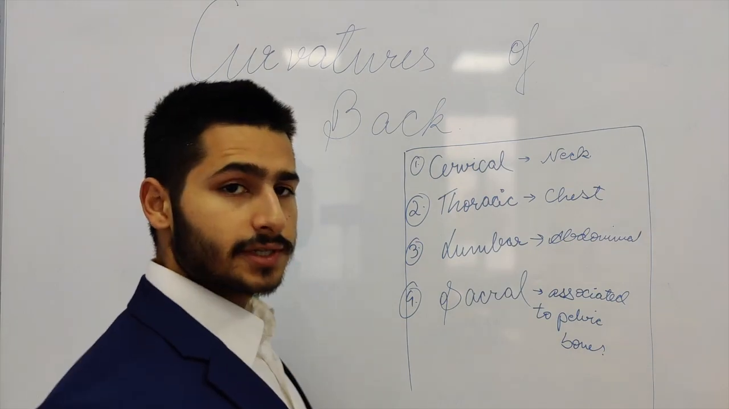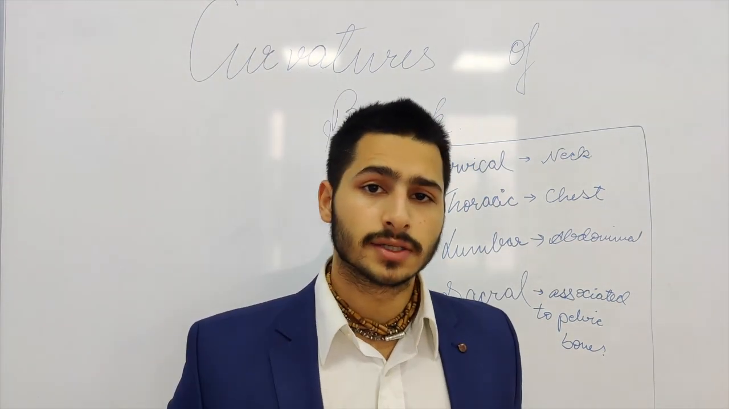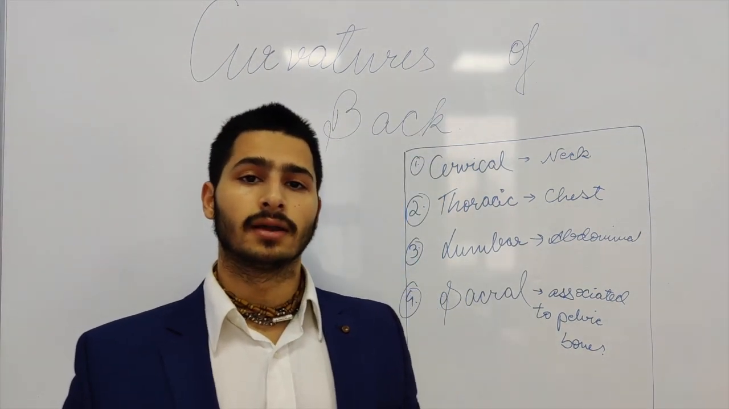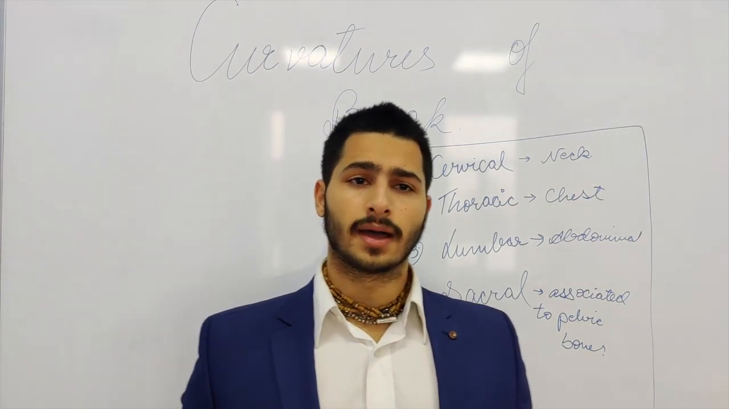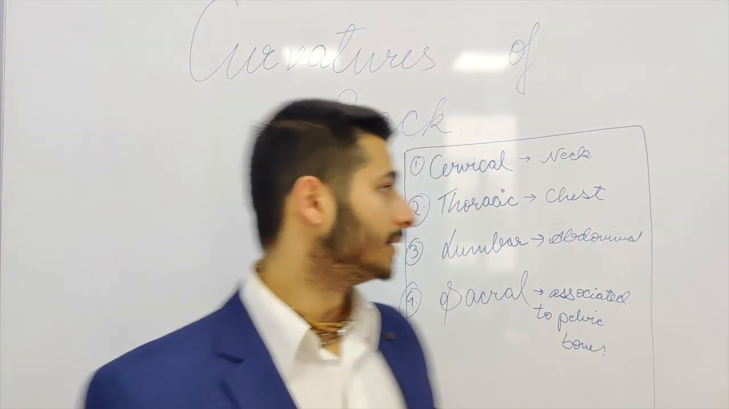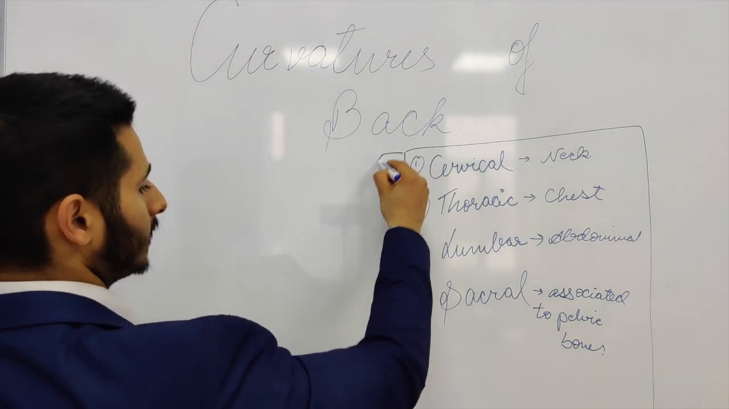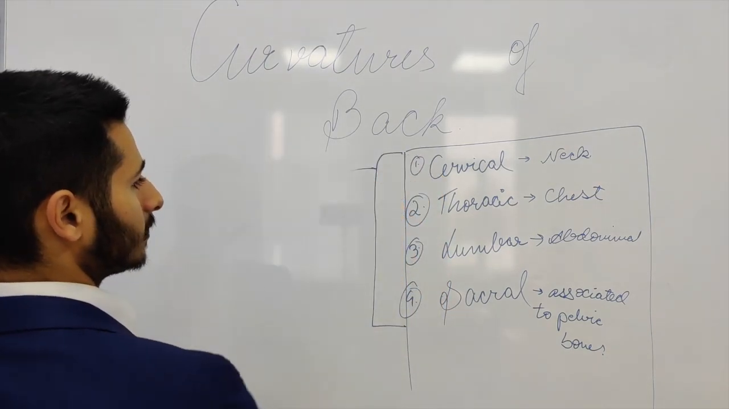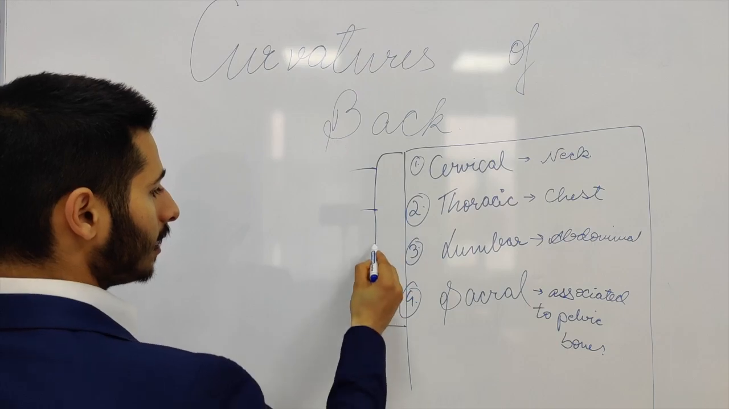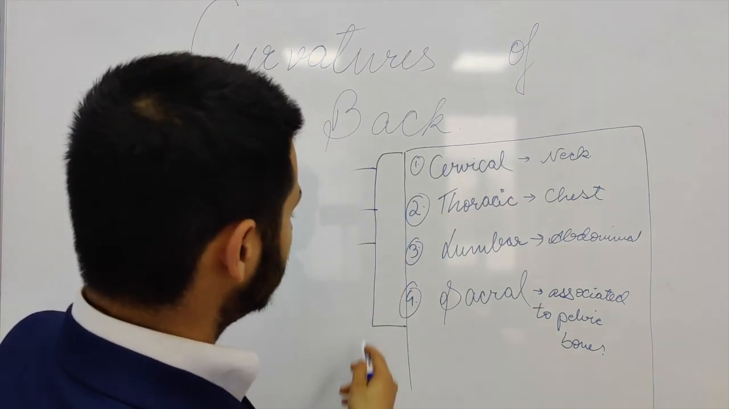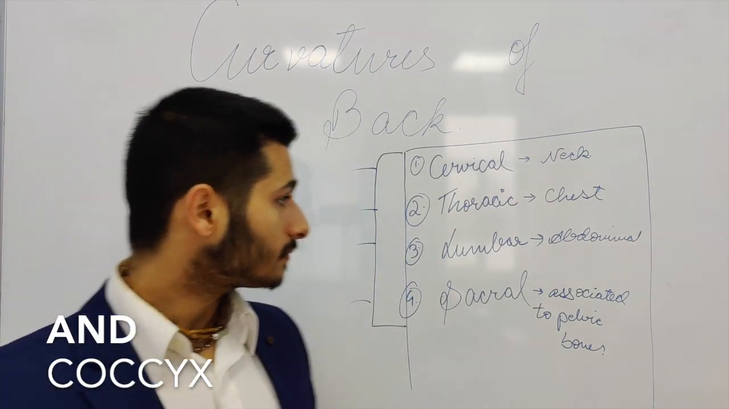So these are certain regions in the back, and the back also contains muscles and bony elements. The main bony elements of the back are the vertebrae, and these vertebrae define these regions. We have cervical vertebrae, thoracic vertebrae, lumbar vertebrae, and the sacral vertebrae.